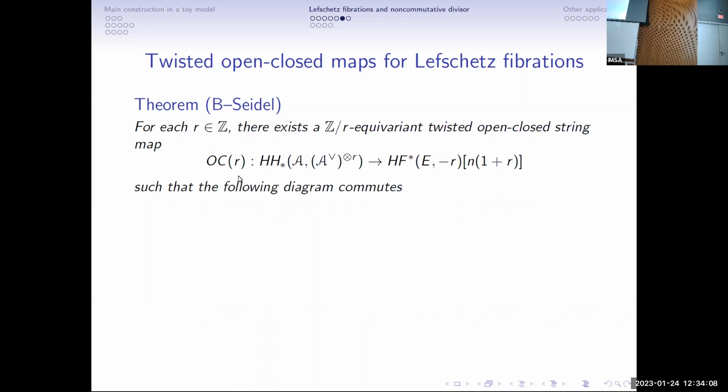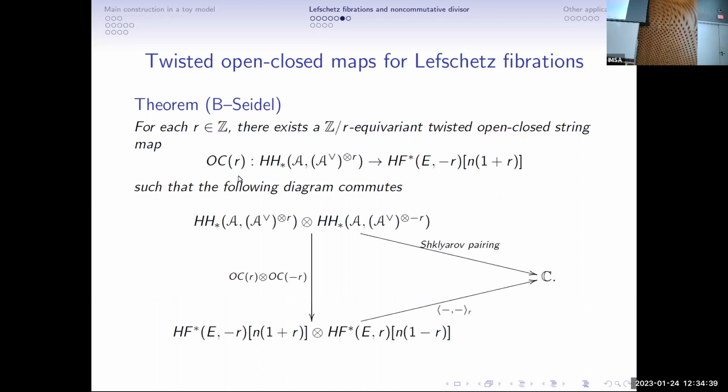It says the following: for any integer r, there exists a Z-bar equivariant, so-called twisted open-closed string map with domain given by the Hochschild homology with coefficients given by the tensor product of the linear dual Y module, with target given by the equivariant homology of the R rotation with smooth rotation. And you can ignore the grading shift here at the moment. So still this is about existence and equivariance.